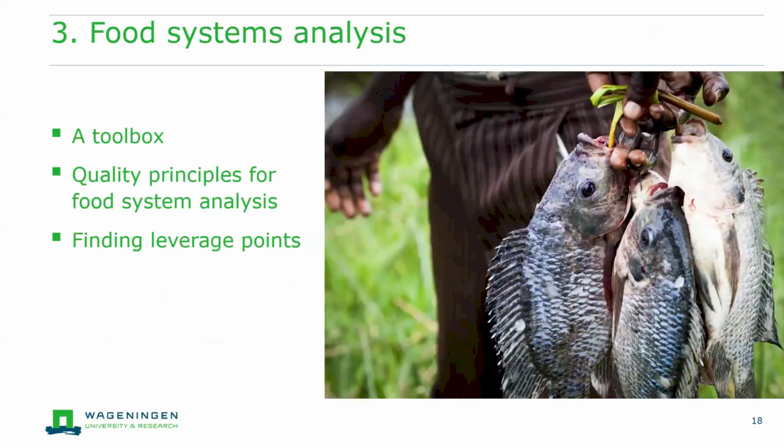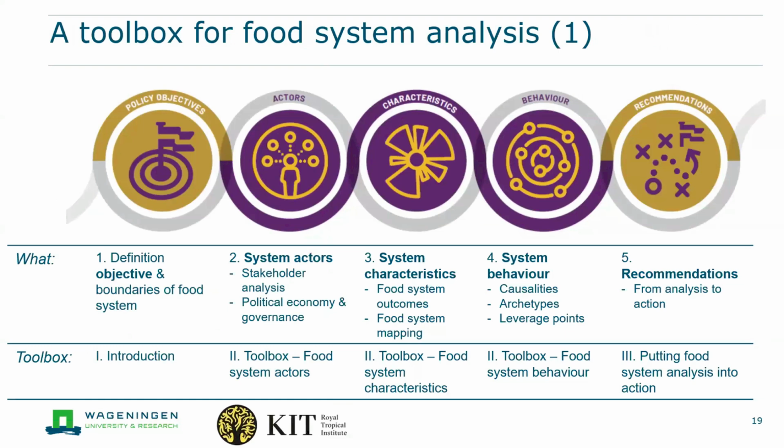Okay, then we dive into food system analysis and what kind of tools do we actually have available to make sense of the food system as a complex system. You will see, if you haven't already engaged with that material on Curator, that we have put there an assignment around the toolbox that we have developed around food system analysis together with Wageningen University and KIT, Royal Tropical Institute in the Netherlands. And there we really look at food system analysis as a 5-step process.